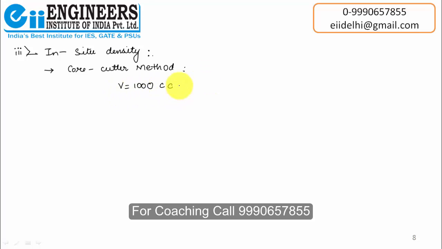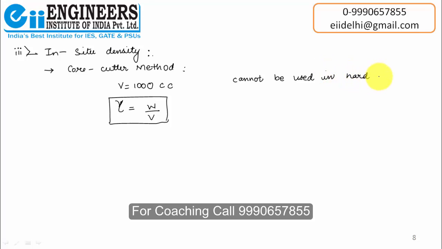So we know the volume of the core cutter. We drive this core cutter into the soil and then we take it out and take the weight of the soil. So now we know the weight of soil and the volume of the core cutter. From these two terms we can easily find the density. So density is equal to weight by volume. From the competitive exams point of view, the thing that you should remember is that it cannot be used in case of hard and gravelly soil.